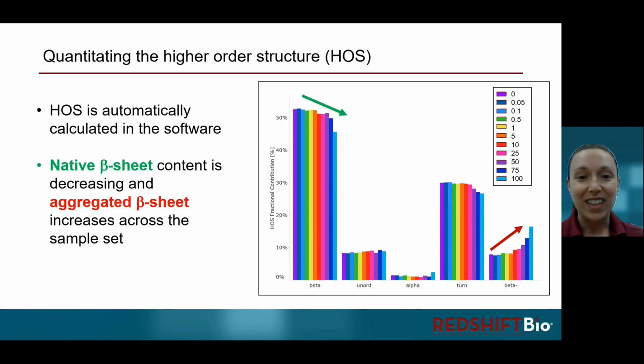Lastly, the software also calculates the percent higher order structure and presents it in a bar graph here. This corroborates and quantitates the decrease in native beta sheet structure and increasing aggregated beta sheet, denoted by the beta minus.